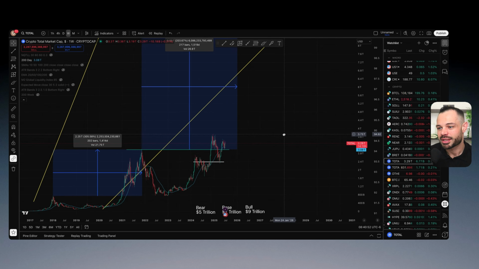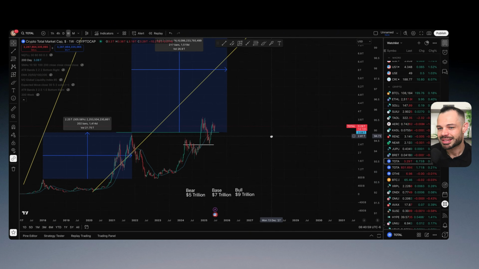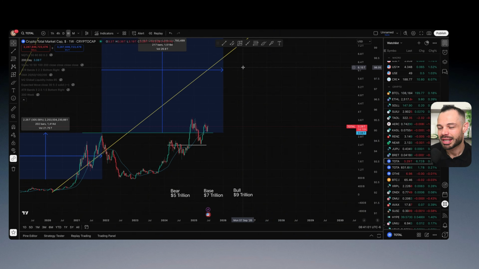Again, some of the targets that I have in mind: in a bearish case scenario, getting to 5 trillion, a base at 7 trillion, and a bull case at 9 trillion. Yes, that is a lot of growth yet to happen in this potential cycle. Let's see how it plays out.